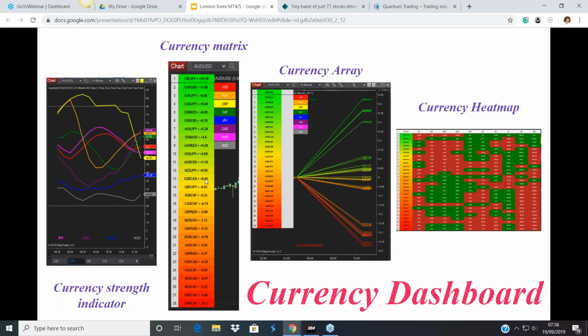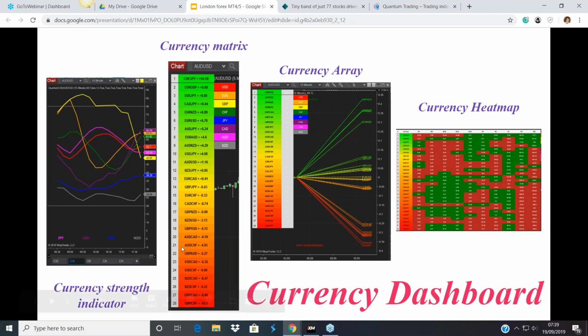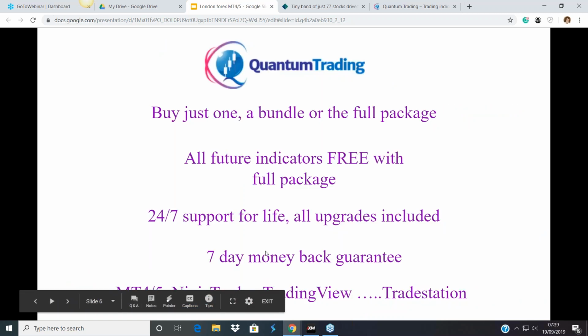Then we have the matrix, which ranks the pairs, which are the pairs that are being most bought, most sold. The array, which is a measure of strength of momentum, and that's really quite important. That's something I want to talk about, and it gives an indication of the time a trend has taken to develop. And then we have the heat map, which is a unique indicator which looks at what is happening in multiple time frames. But as I said, the best way to look at it is actually in action.